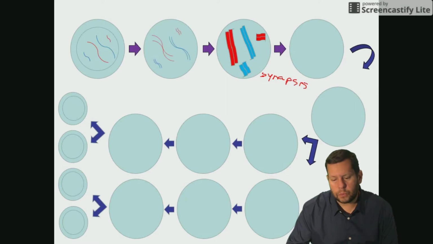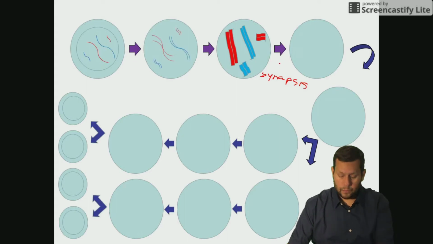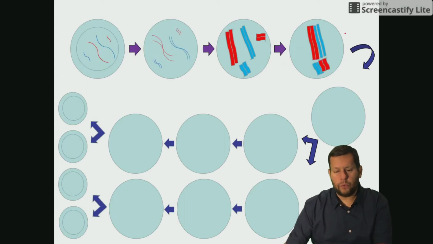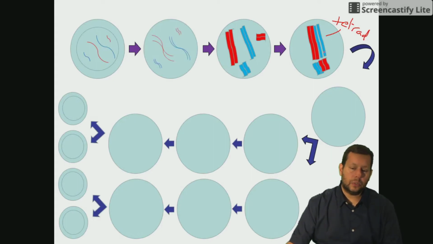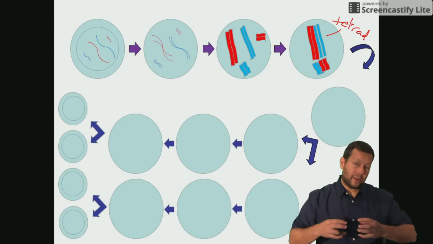Synapsis is the formation or joining of these homologous chromosomes, and when they join, they form these structures here, and this structure is called a tetrad. Okay, this is a tetrad. So we see 2 tetrads. Synapsis forms them. Now, here they are in the middle of the cell. That's metaphase. In anaphase 1, they're going to break apart.